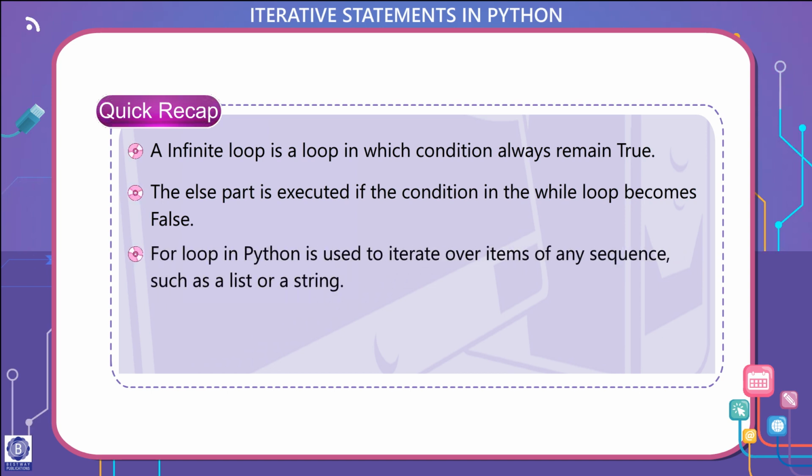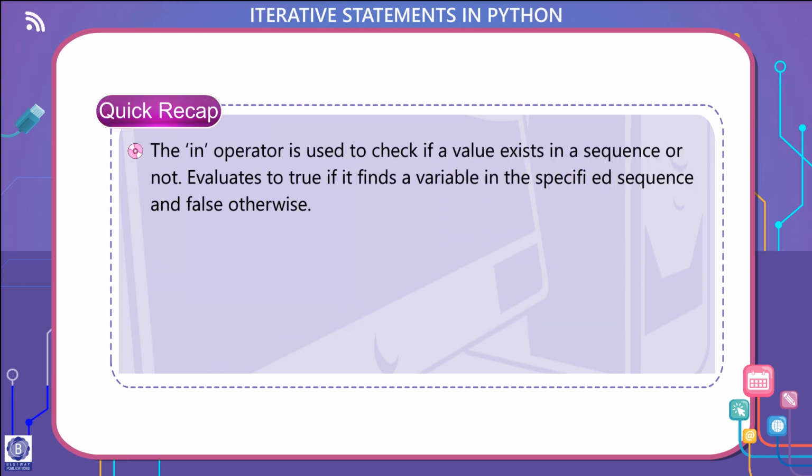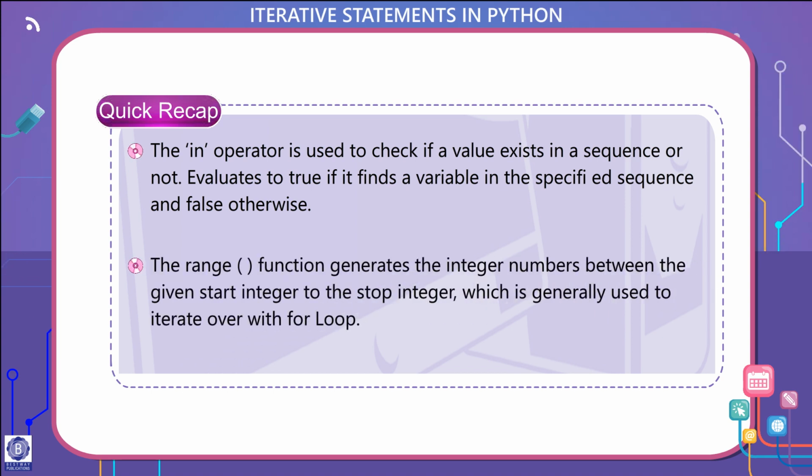For loop in Python is used to iterate over items of any sequence, such as a list or a string. When one loop is defined within another loop, it is called a nested loop. The in operator is used to check if a value exists in a sequence or not. It evaluates to true if it finds a variable in the specified sequence and false otherwise. The range function generates the integer numbers between the given start integer to the stop integer, which is generally used to iterate over with for loop.